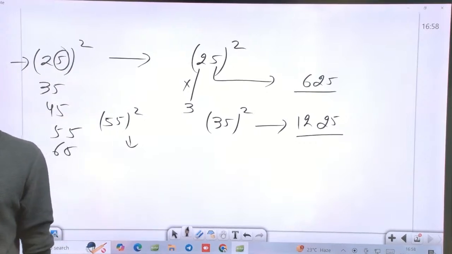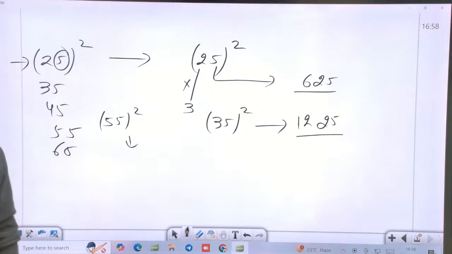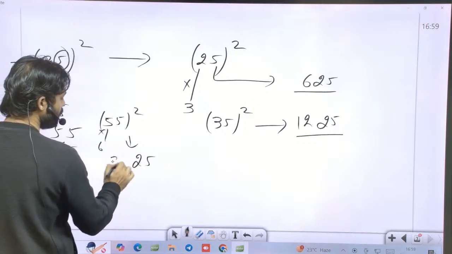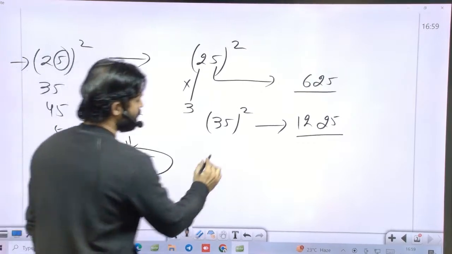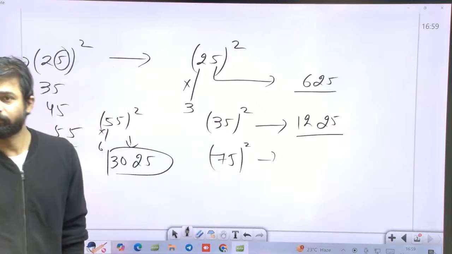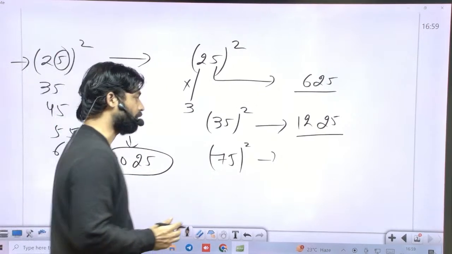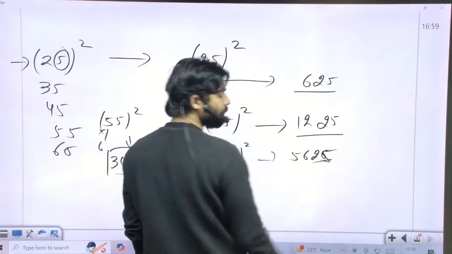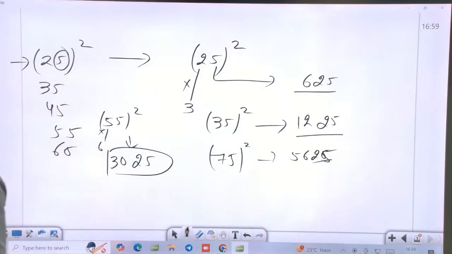$30, 25. How? 25. 5 into 6, 30. 75, please. 75, hurry up. 56, 2, 5. Got it? It will help you in the exam while doing calculation.